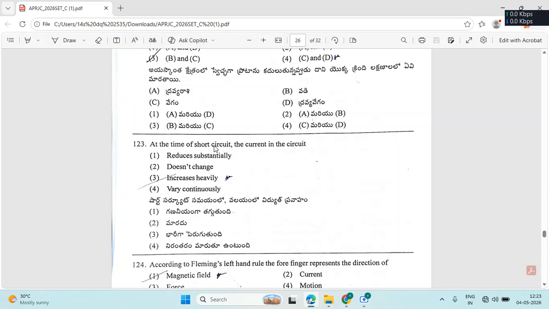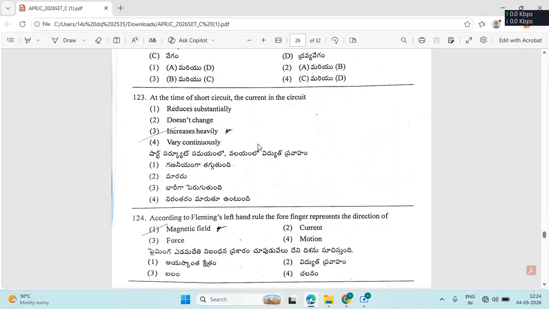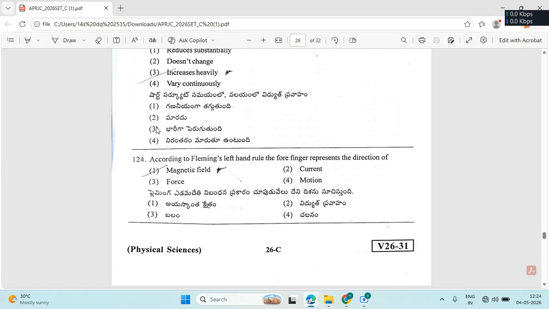At the time of a short circuit, the current in the circuit: reduces substantially, doesn't change, increases heavily, varies continuously. The correct option is third, and the answer is increases heavily.